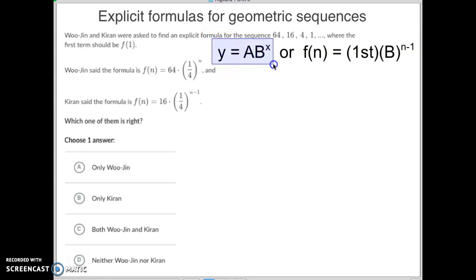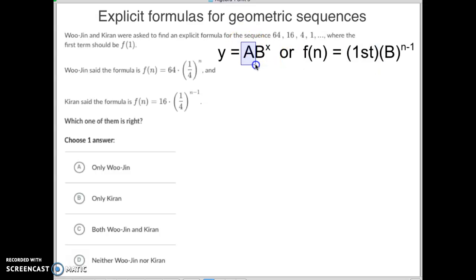And I haven't taught you that yet. We're getting into the exponential functions coming up soon here. But that is kind of the normal way that we write things. However, for a geometric sequence, they prefer it. It's not wrong if you do it this way, but they prefer it in this one, where f of n, which means the function of n, equals your first term.